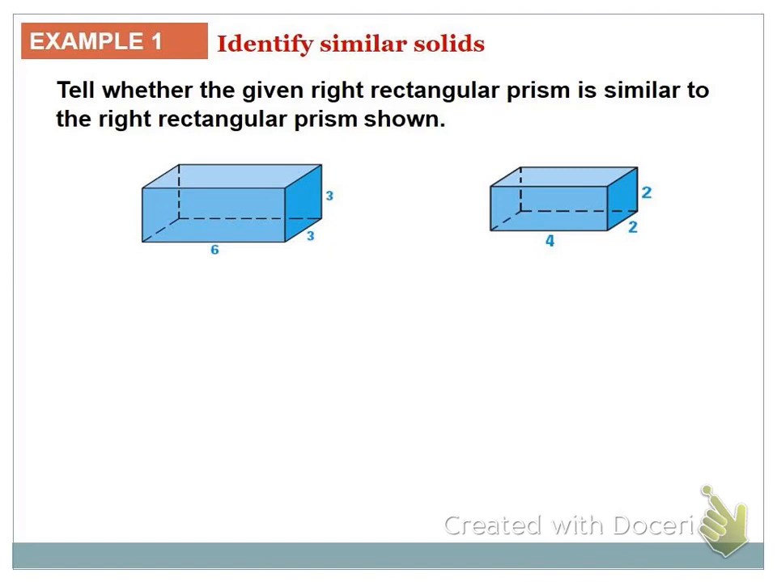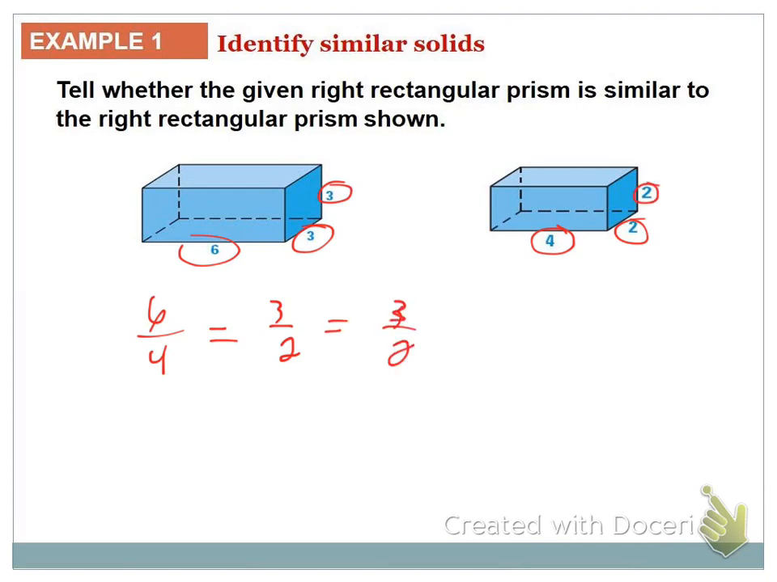All right, first example. Tell whether the given right rectangular prism is similar to the right rectangular prism below. If we're going to show that they're similar, then all of their corresponding linear measurements should be equal to the same ratio. It should always be reduced down to the scale factor. So, for example, the 6 and the 4 would be corresponding. So the ratio of 6 to 4 would have to be equal to the ratio of 3 to 2, which have to be equal to the ratio of 3 to 2 again.